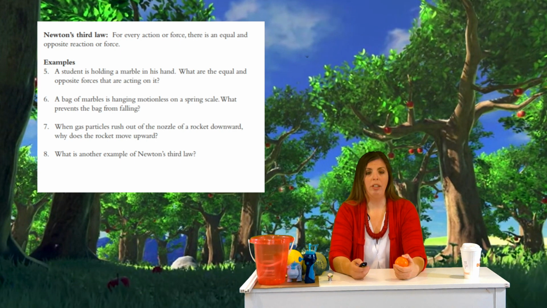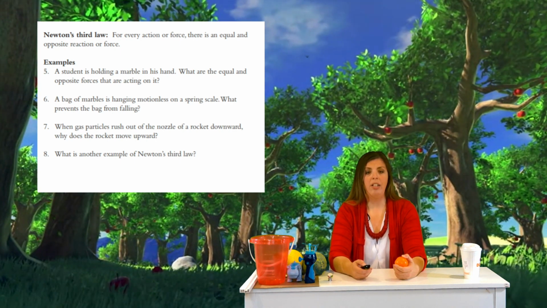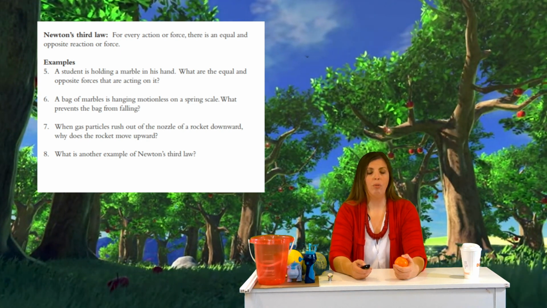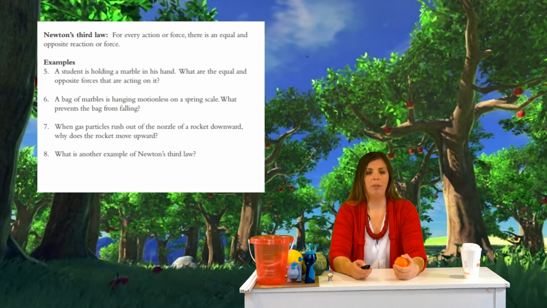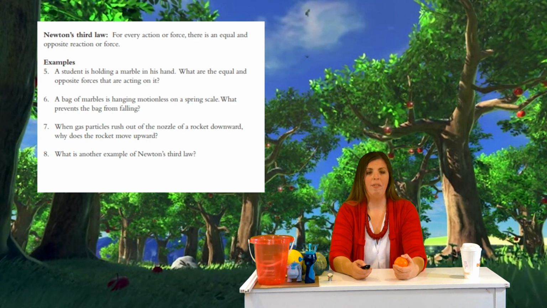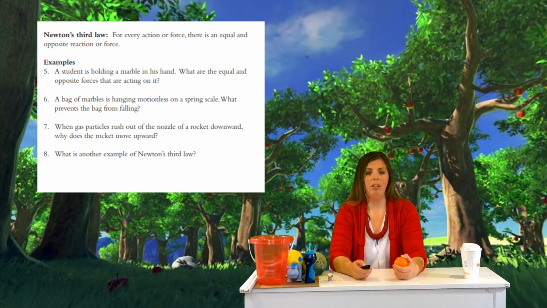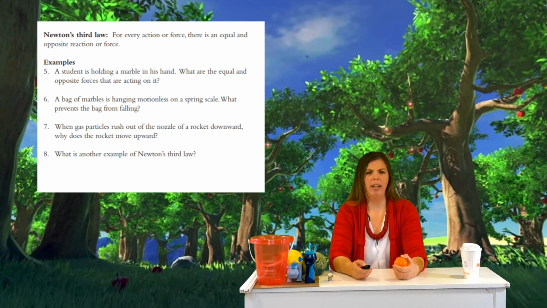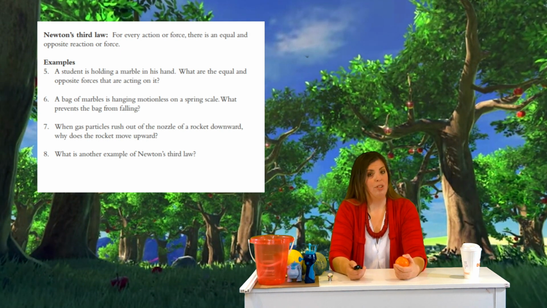Please note that I'm looking for you to identify the following. Number 5, a student is holding a marble in his hand. What are the equal and opposite forces that are acting on it? Number 6, a bag of marbles is hanging motionless on a spring scale. What prevents the bag from falling? Number 7, when gas particles rush out of the nozzle of a rocket downward, why does the rocket move upward? And number 8, what is another example of Newton's third law?